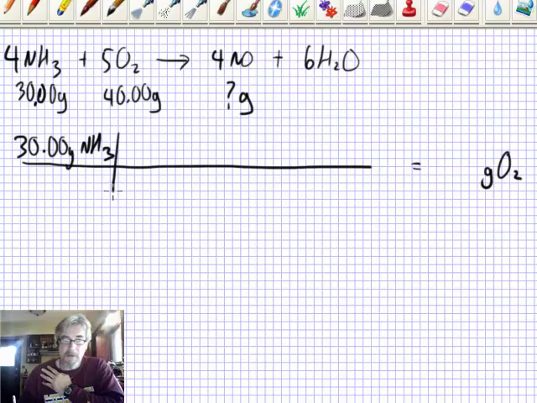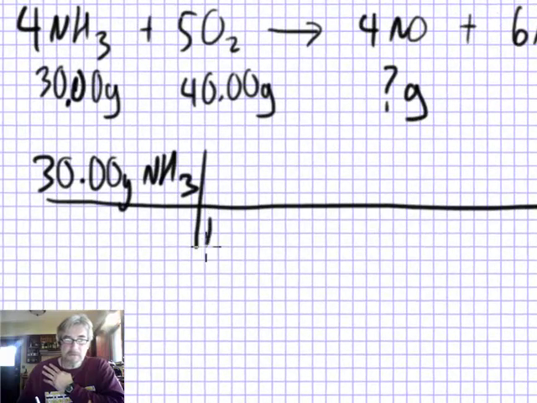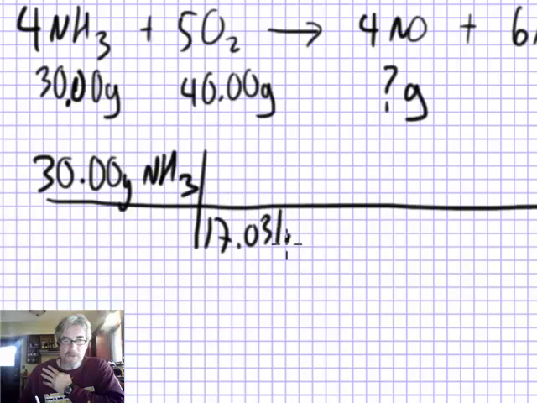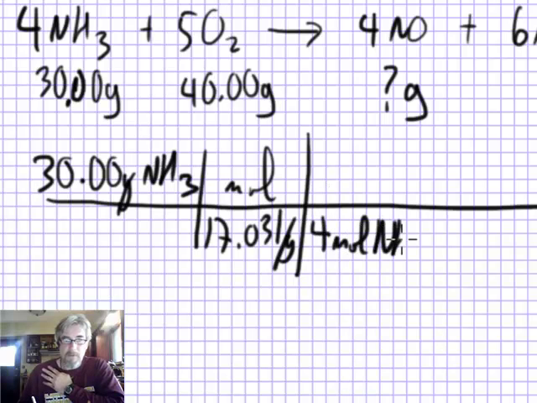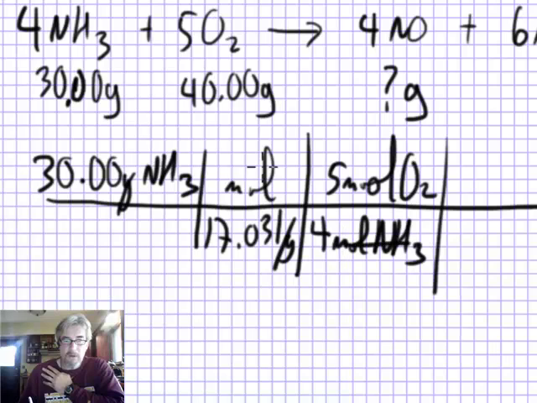First thing I have to do is convert to moles. Ammonia is 17.031 grams per mole. So with grams gone, I now have moles of ammonia. My ratio is 4 moles of ammonia for every 5 moles of oxygen, O2. So now I've converted to moles of oxygen, but I want grams of oxygen.